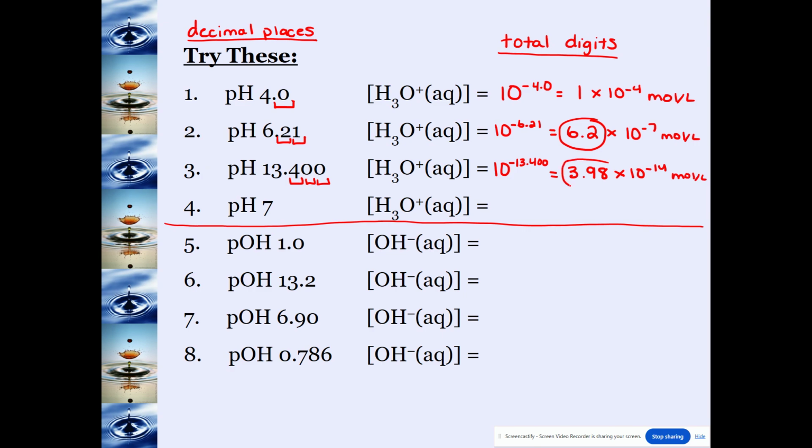Now what happens, just circling my total digits there, when I have no decimal places? That means I can have no total digits, and my total digits are the number before the times 10 to the negative 7. I can't have that number, which means my answer is only the 10 to the negative 7 moles per liter. I can't have the something times 10 to the negative 7 because there's no decimal places. So no sig-digs, just the exponent.